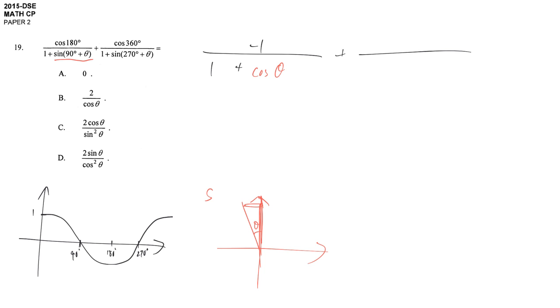After that, cosine 360 degrees. So we look here, one cycle goes back to the original point. So cosine 360 degrees is exactly equal to 1.